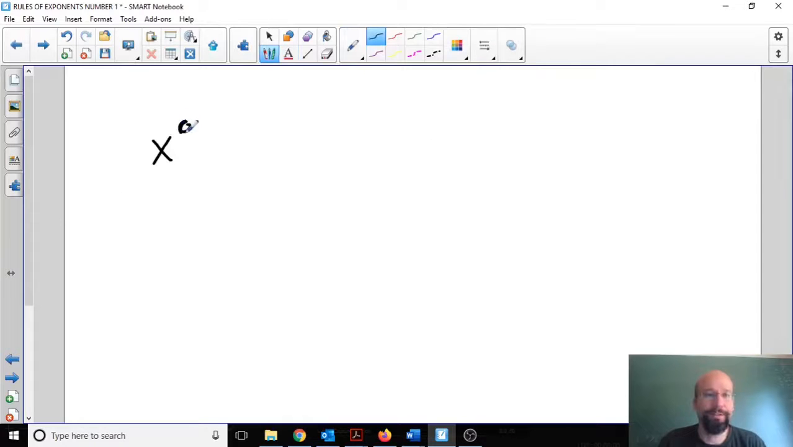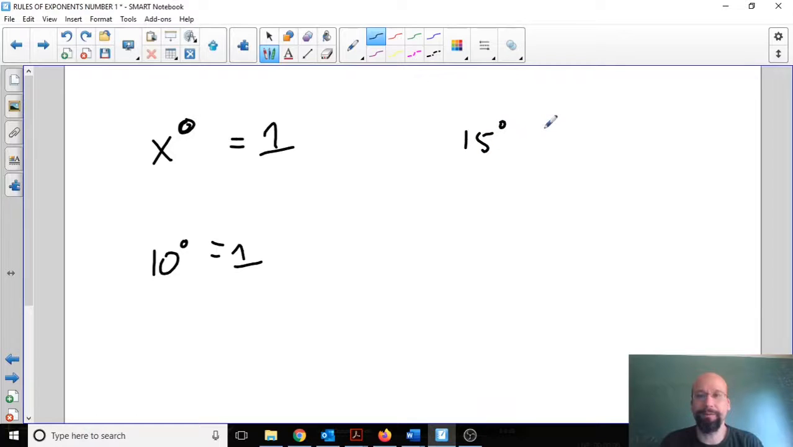All this rule states is that anything to the power of 0 equals 1. Whether it's x to the power of 0 is 1, 10 to the power of 0 equals 1, 15 to the power of 0 equals 1. Anything to the power of 0 is 1. Doesn't matter what it is.